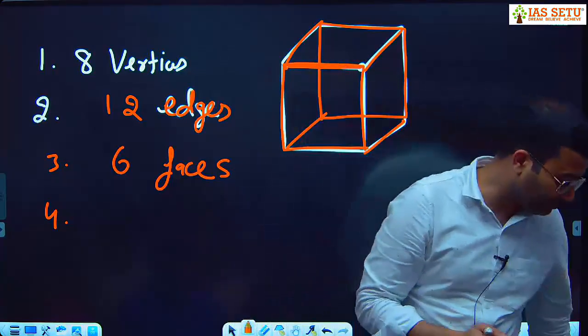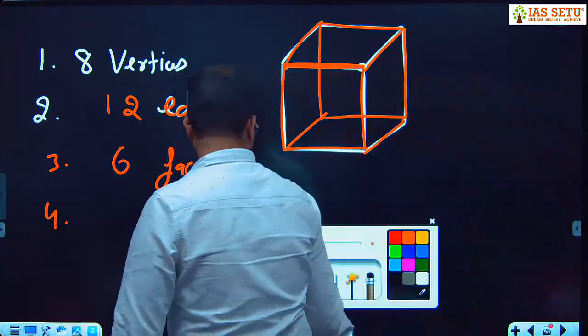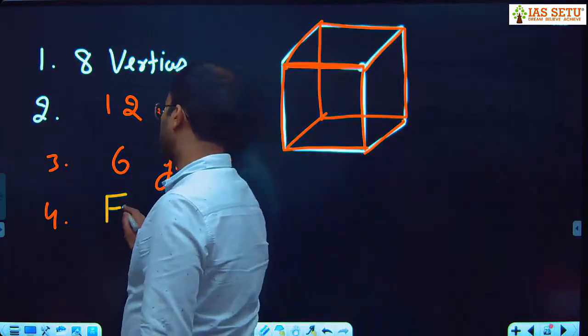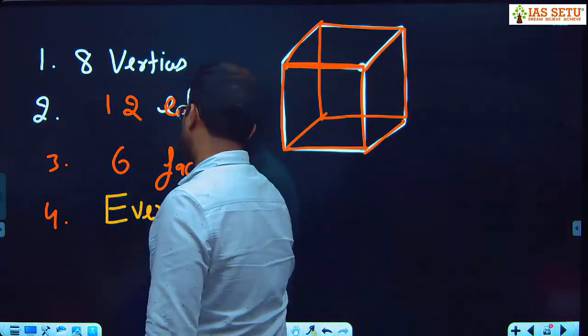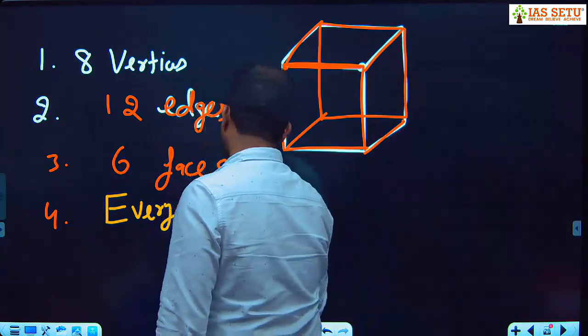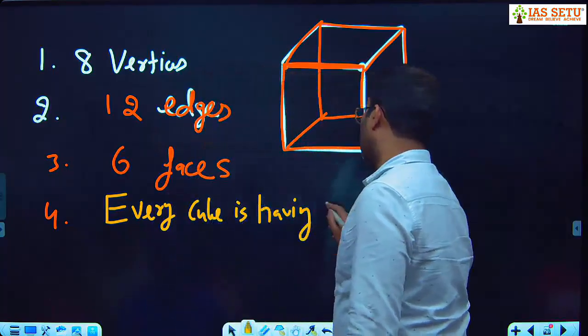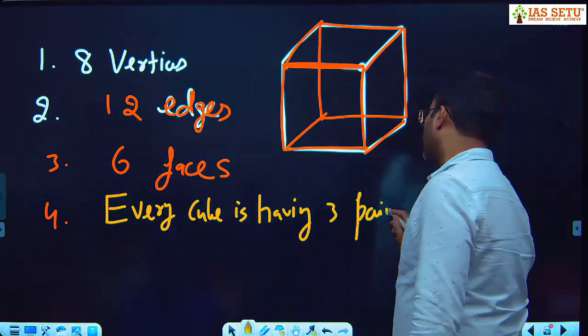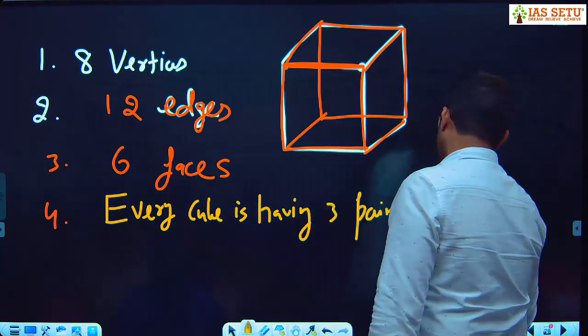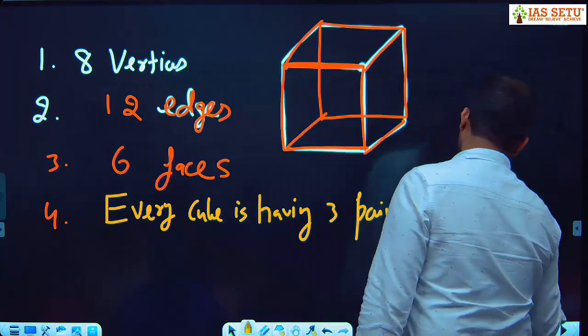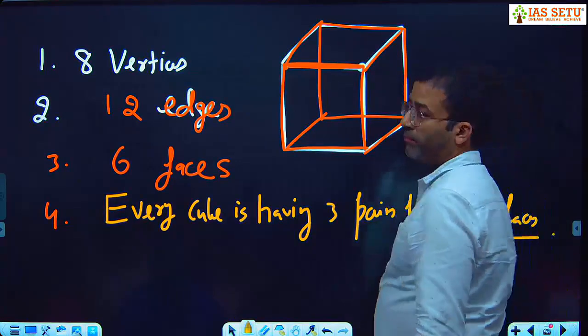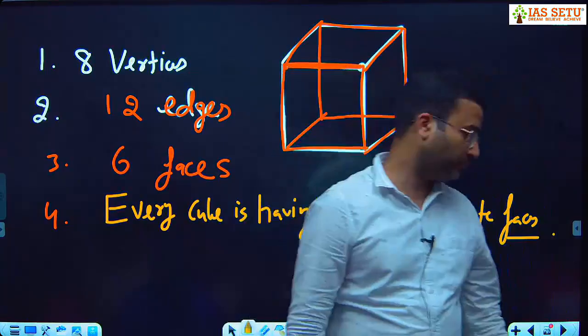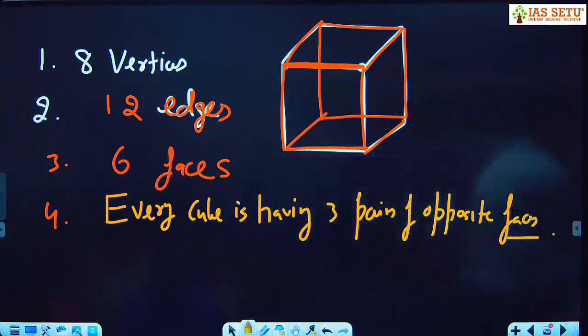So you write fourth property, every cube is having three pairs of opposite faces. Done?